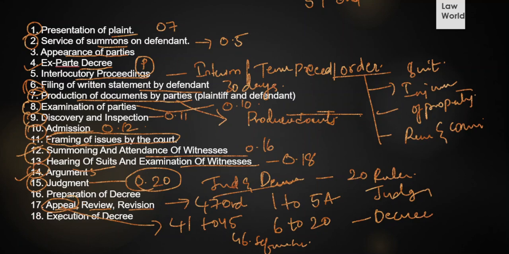The last stage is execution of decree. This comes under Order 21. These are the main stages in how a civil suit is instituted. So go through these 18 stages, just have a recap so that you will remember the procedure, how the case goes on, what the stages are and how they are implemented.